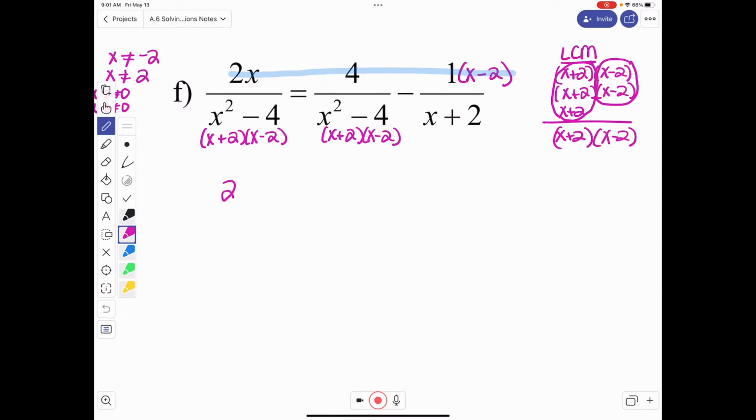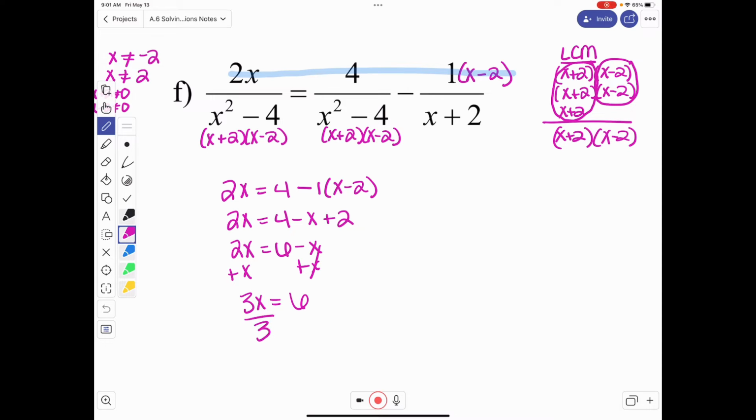So when I write out, I have 2x equals 4 minus, and I'm going to write this out instead of multiplying, just because it's a negative, and I want us to focus on that negative because I don't want us to miss it. So now if I distribute that negative 1 minus x plus 2, and then 4 plus 2 is 6, and if I add x, I get 3x equals 6, divide by 3, so x equals 2. And again, we said that x could not equal 2, so the 2 is extraneous. So our answer is no solution.